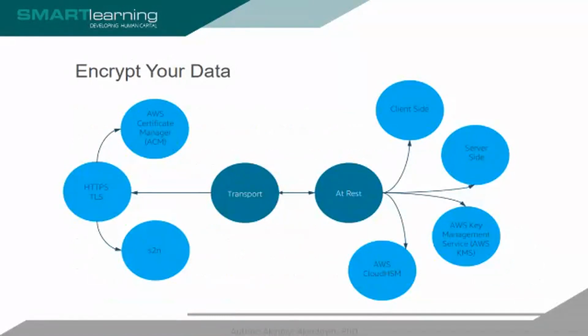This diagram shows what protocols can be used for data at rest or in transit. Transport means data in transit. Let's talk about at rest first. At rest, you can use client-side encryption, where you use keys on the client side to encrypt it. You can use server-side encryption, which is provided by AWS. Then you can use KMS. That's the core of encryption in AWS.